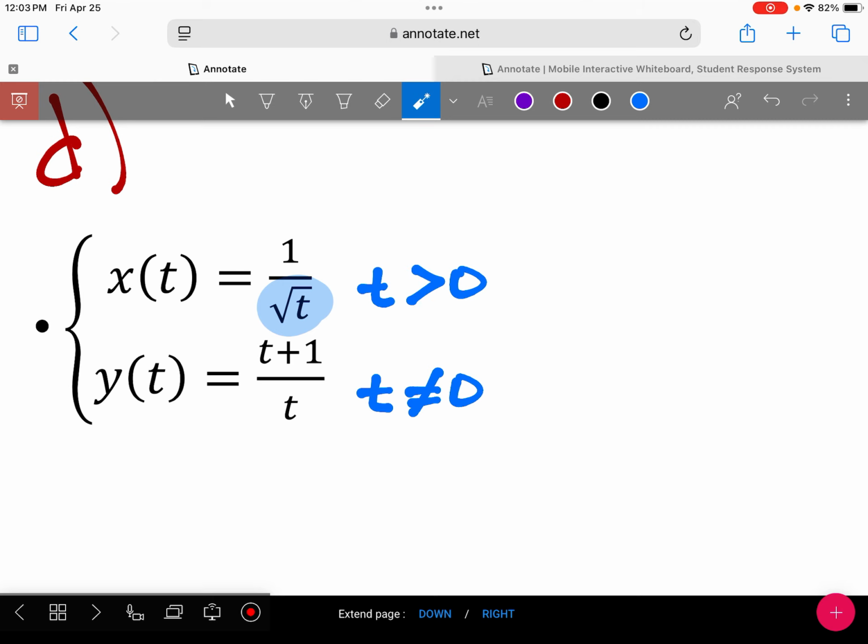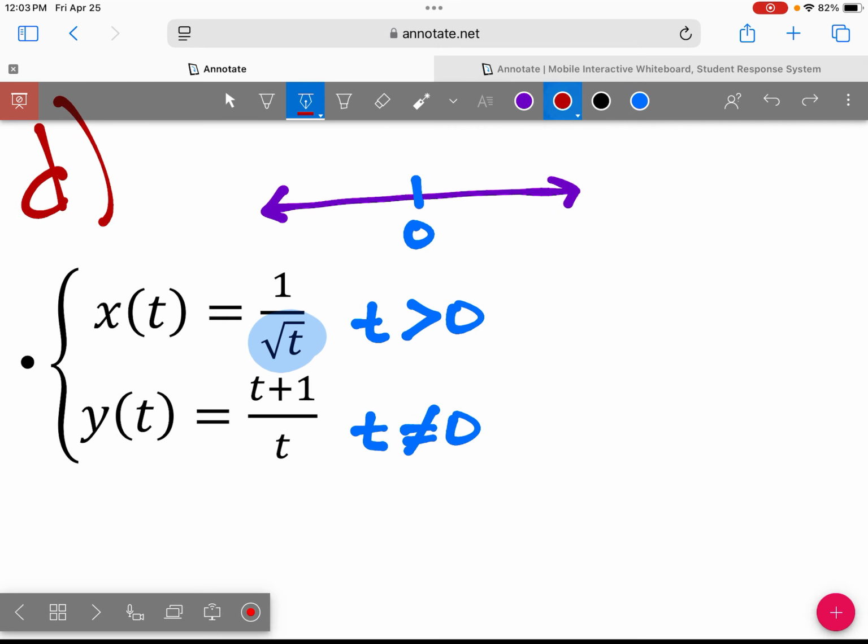So right now, on my number line, I'm at 0, but I have an open circle and I'm going to the right. Ooh, why did I say open circle and then put a closed circle? Then I have an open circle and I'm going to the right. So far, right now, that's my domain.